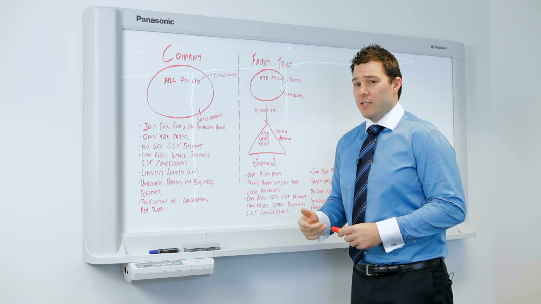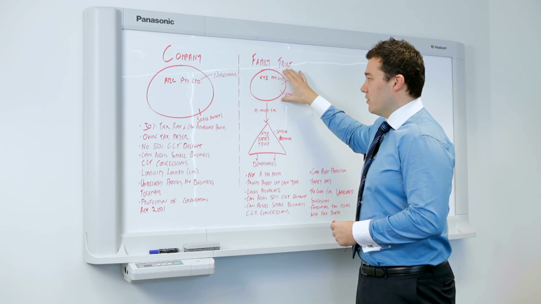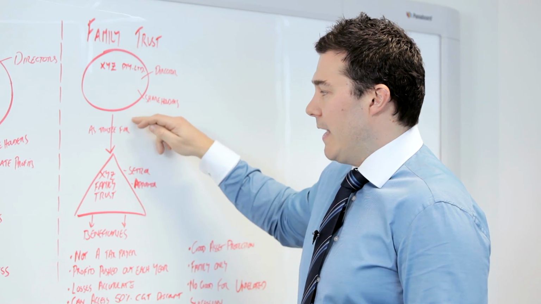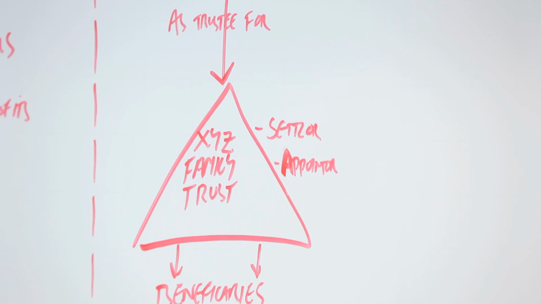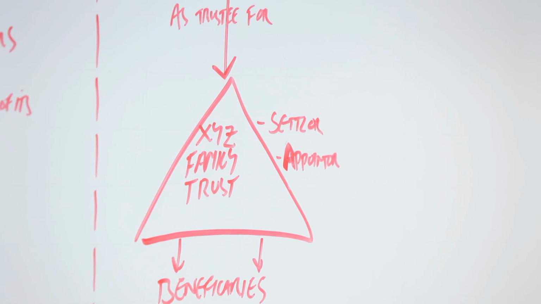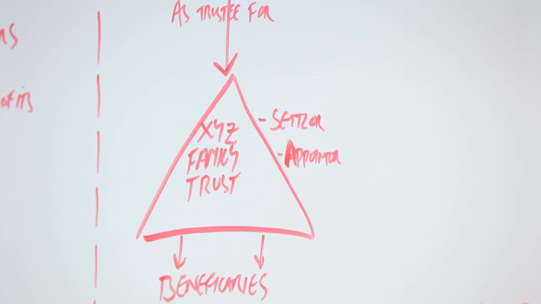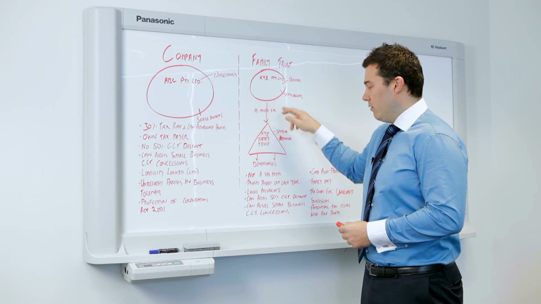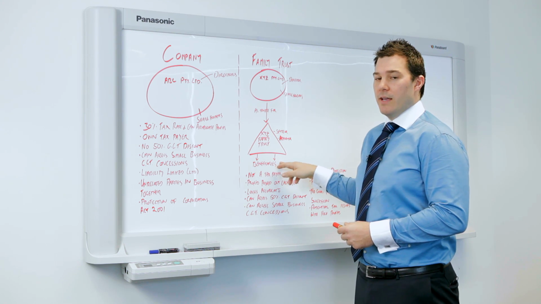So the key components of a family trust are you've got your trustee up here, which has directors and shareholders, and that acts as trustee for the family trust down the bottom, which has a settlor. You have an appointor, which is a person who has the power to add and remove the trustee, which is a very important role, and then you have beneficiaries down the bottom here.